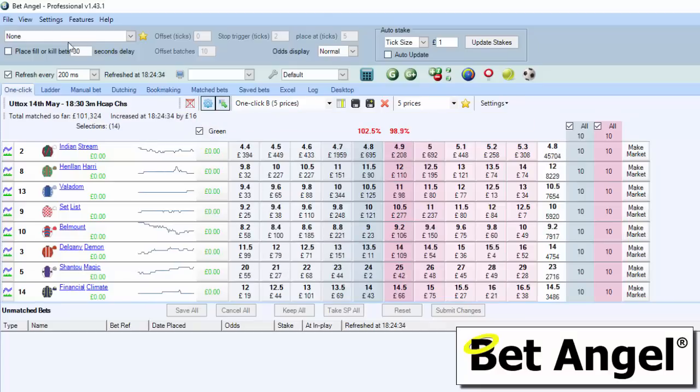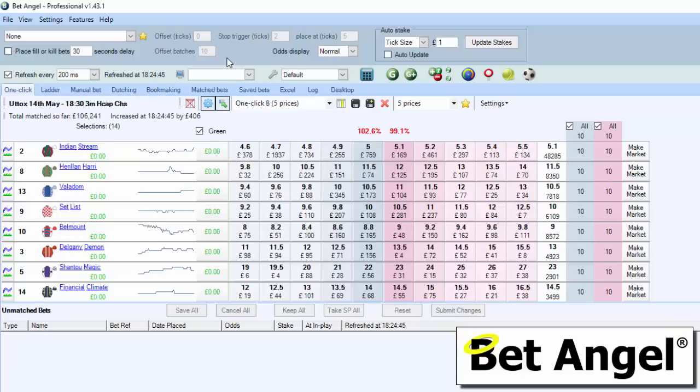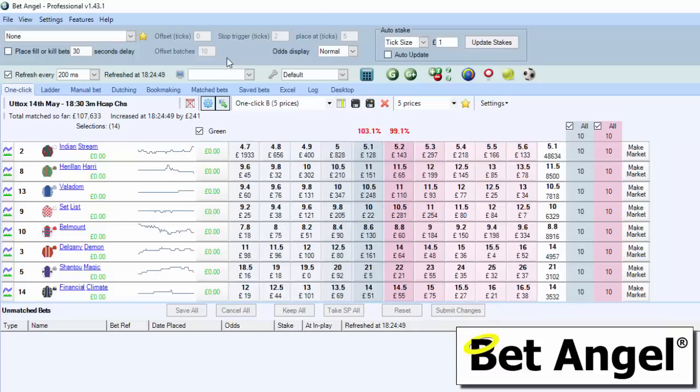And what we will also do up here is change the global settings to achieve what we want. But basically what we're going to do on this tactic is back something in the pre-off market. We're going to carry that bet over to the in-play period, and we're going to get it matched at a much lower price. And that's how we'll get a positive trade.